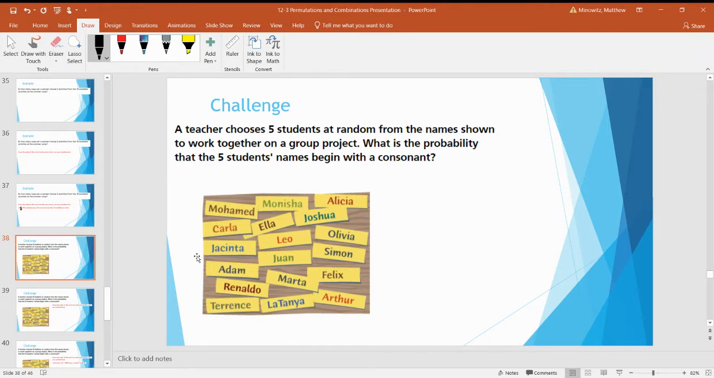Now here's a challenge for you. This is going to include probability. A teacher chooses 5 students at random from the names shown to work together on a group project. I want to know the probability that the 5 students' names all begin with a consonant. So try it out. Pause the video. If you need some hints, I will go through the answers momentarily.